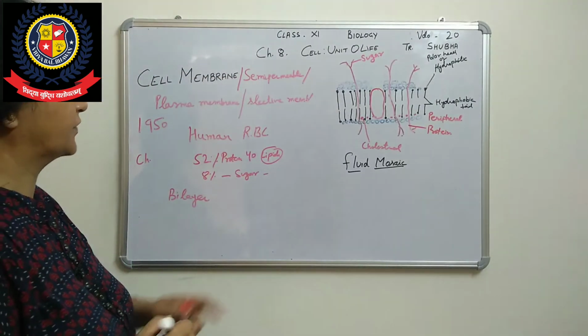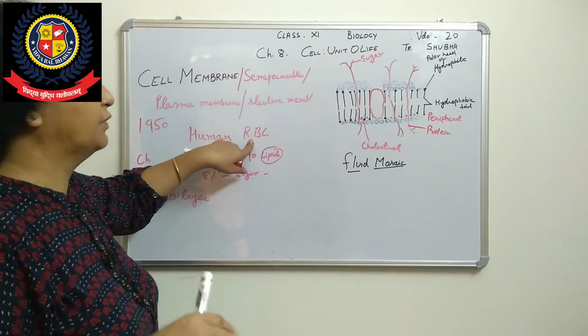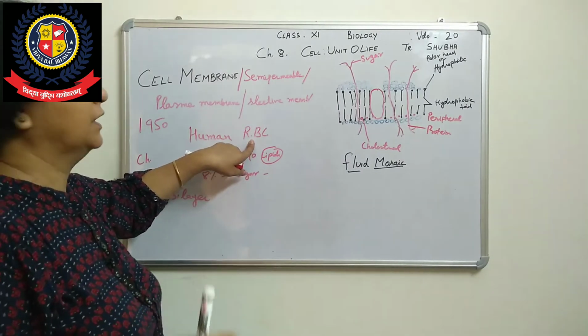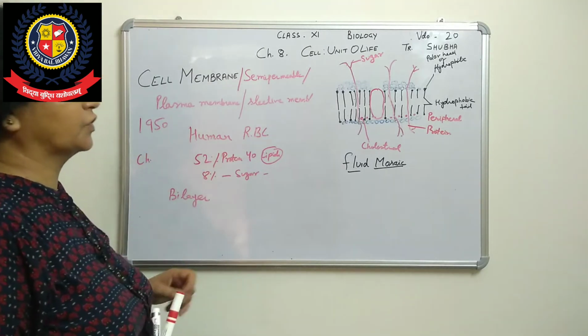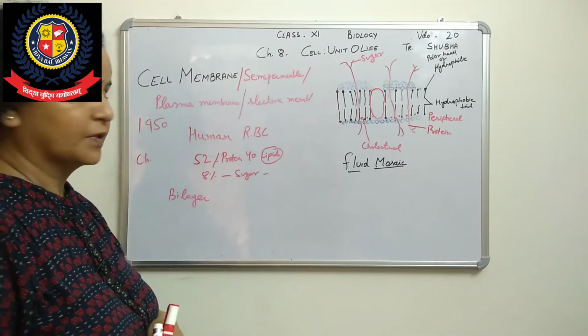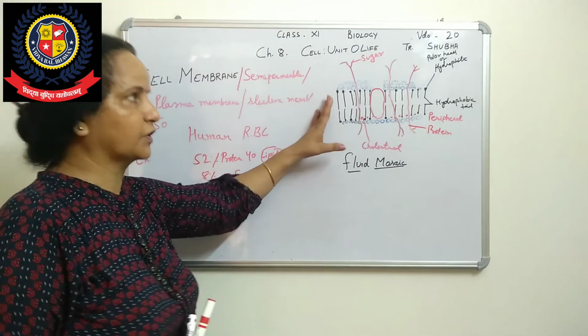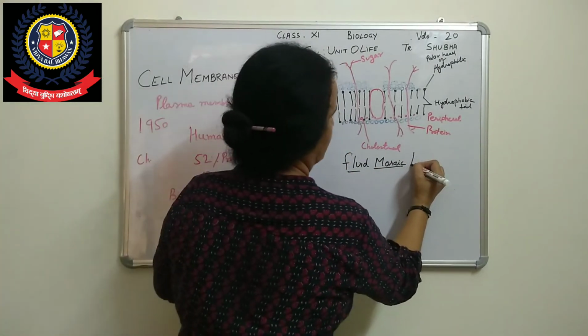Mainly it is studied in RBC. An MCQ question can be asked about in which cell the cell membrane is studied. Now the chemical composition is made up of protein, lipids and sugar, and cholesterol also, you can say. This structure is called the fluid mosaic model.